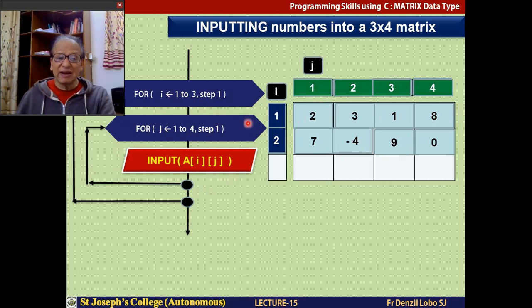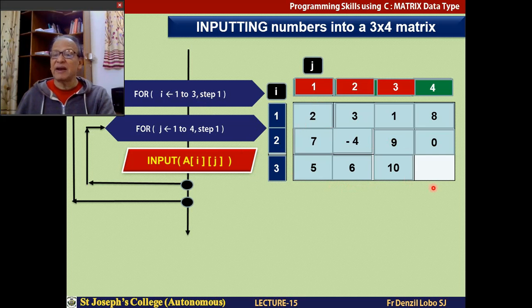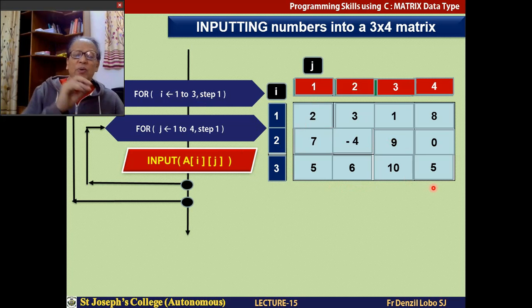Now we are finished again entering numbers into the columns of the second row. i becomes 3, and now again j is equal to 1, I enter 5, j is equal to 2, I enter 6, j is equal to 3, I enter 10, j is equal to 4, I enter 5. So this is how we enter numbers into a matrix. In this case, it is a 3 cross 4 matrix which contains 3 rows and 4 columns.